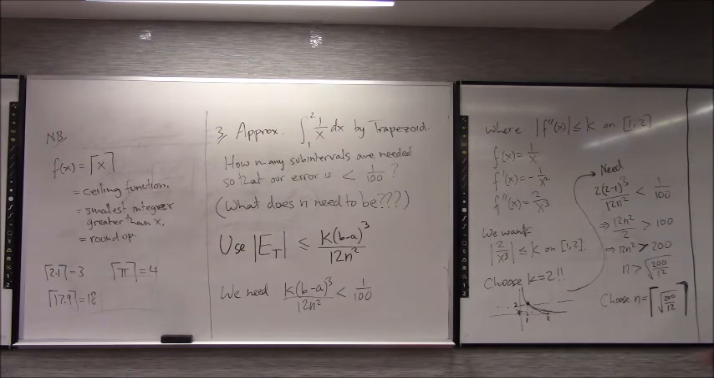So if this is 12.3, whatever that is, I don't know if it's 12.3, but just saying, then I would choose n equals 13. Tell the computer to use 13 subintervals.